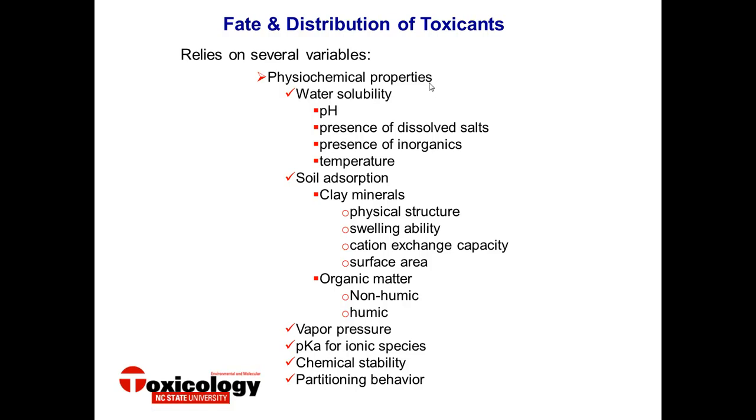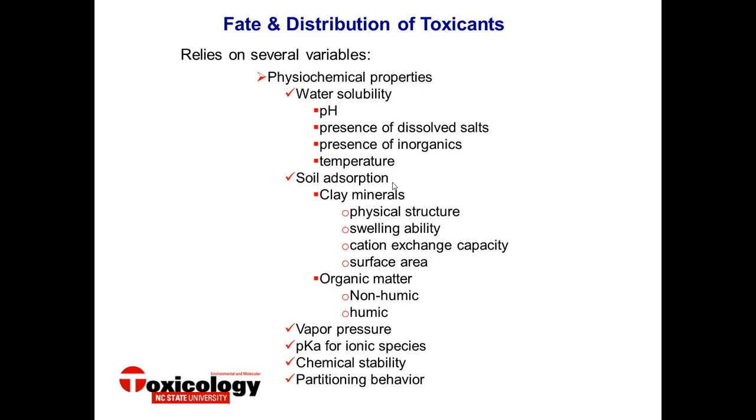Now remember, most environmental toxicants are hydrophobic, having solubilities in the part per million or part per billion range. But their solubility will be influenced by the pH of the water, whether or not salts are present, whether or not there are inorganic materials such as metals present, and also the temperature of the water. A large number of compounds are more soluble at warmer temperatures than at colder temperatures. Next, we have to be aware of the composition of the soils.